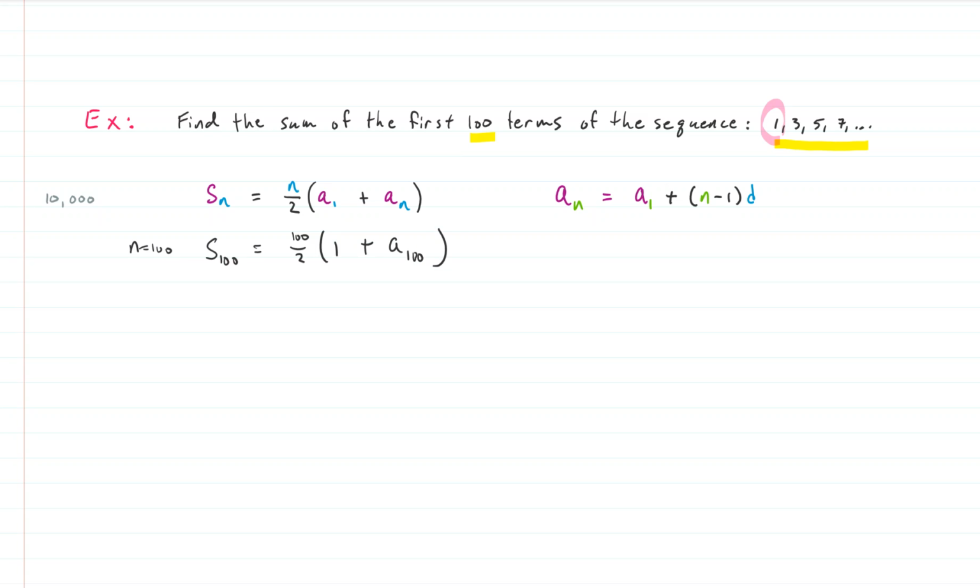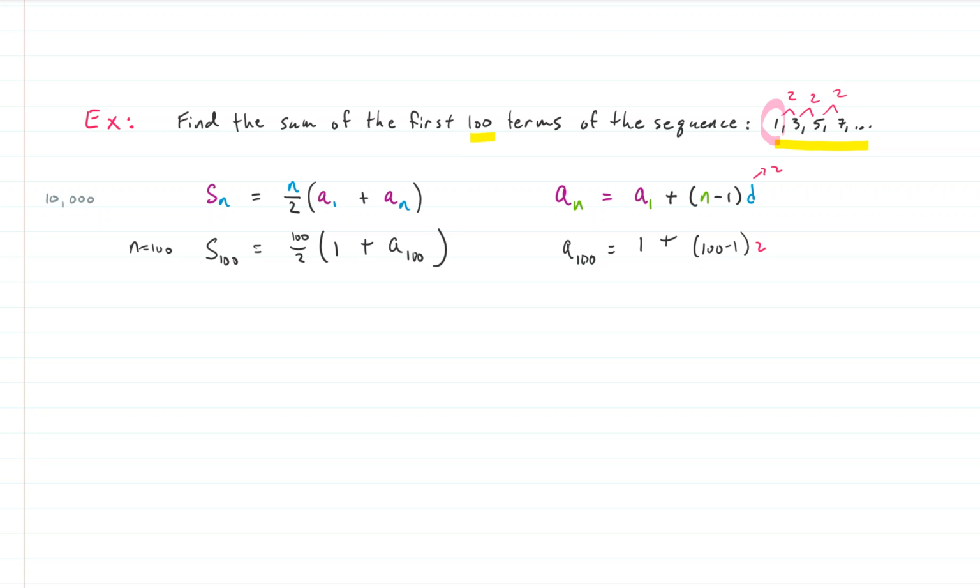We don't have that, but we can use the general form of an arithmetic sequence to find it. So a sub n, we're looking for a sub 100, equals a sub 1, which is 1, plus n minus 1, so n is 100, minus 1 times d. What is d? What is the common difference? If we look at this, 1 and 3 is 2, 3 and 5 is 2, 5 and 7 is 2, so the common difference is 2. So we will do 100 minus 1 times 2.